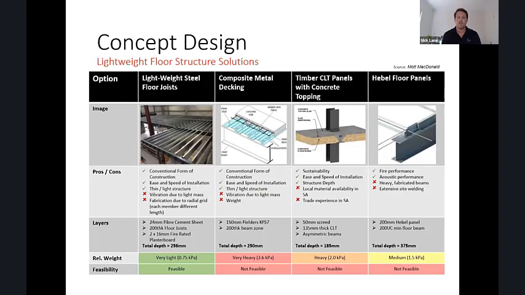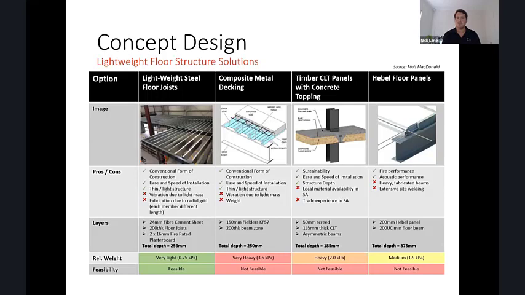So at this point, we were talking about a lightweight structure. Obviously, the majority of the structural weight is in the floor system. So we looked at a few different systems, as you can see here. One of them being lightweight steel floor joists on a structural steel frame. We looked at composite metal decking, but it didn't really meet our load requirements. It was too heavy.